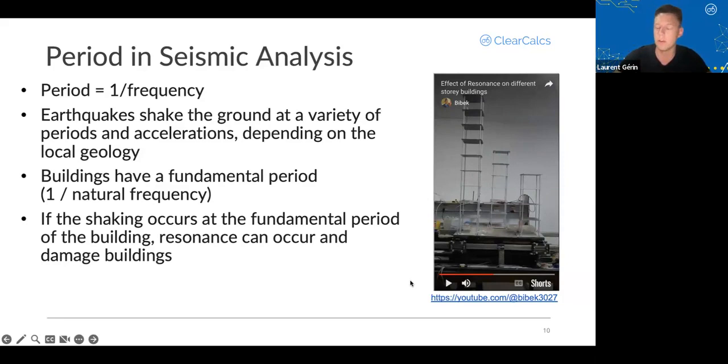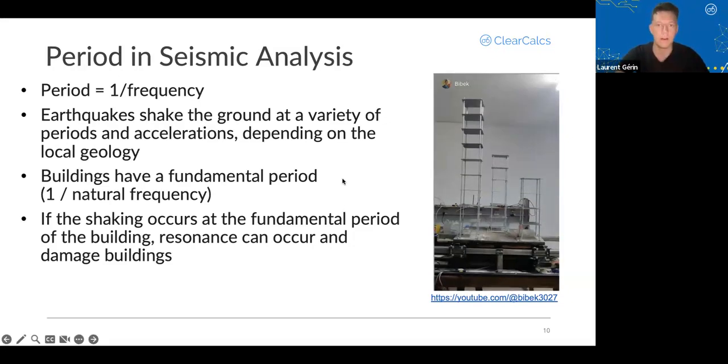So that's why you'll see in the news sometimes after an earthquake, some buildings of a specific height will all have extensive damage, but really short ones and really tall ones will be perfectly fine. I think there was an earthquake in Mexico City, for instance, where that was the case. Or sometimes it'll only be the tall buildings or sometimes only the short buildings, who knows? But the point here is period is a very, very important parameter when we're talking about seismic analysis.